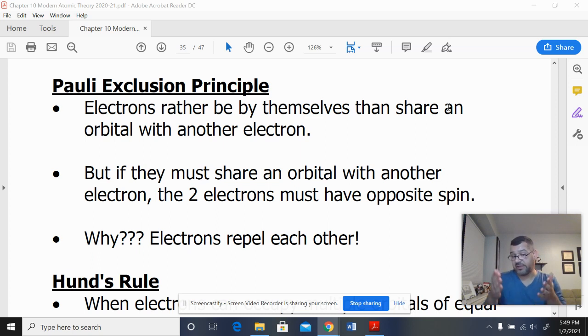So when an electron has to be in an orbital, it would rather be in the lowest energy orbital first. If there's no choice but for it to pair, then it'll pair with opposite spin. And I'll show you later how you write that down.